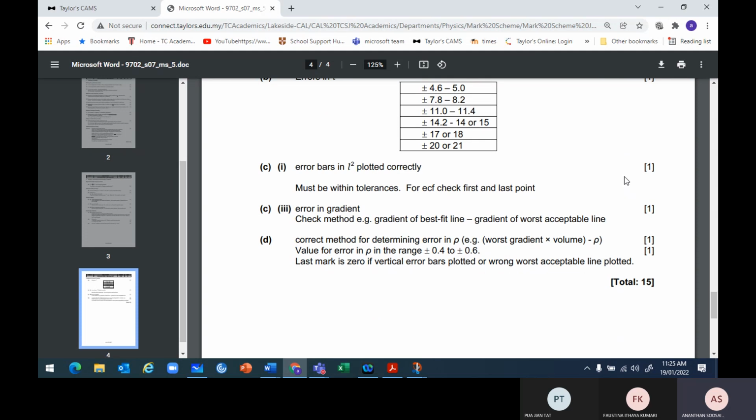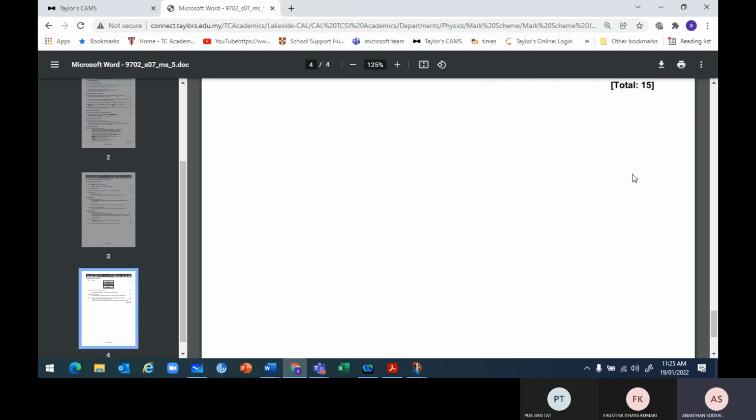So next, error for the rho: the worst gradient times the volume minus the rho. Worst gradient times volume. It's only the method given.